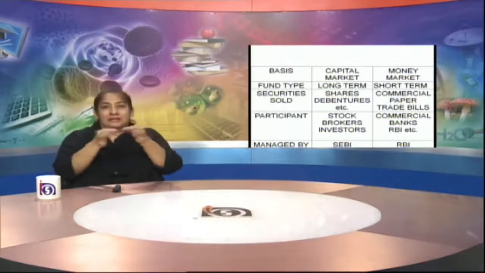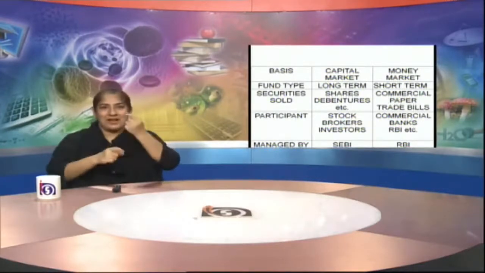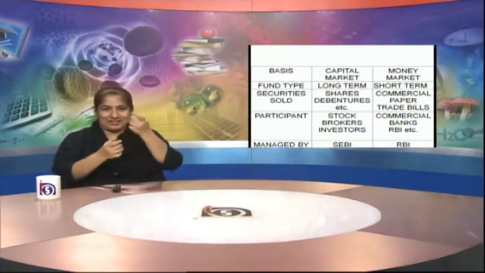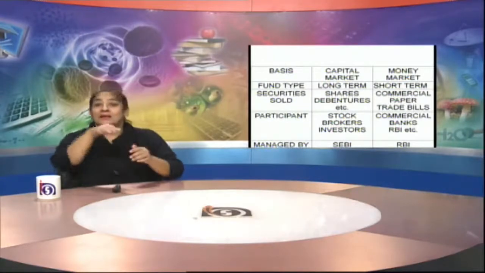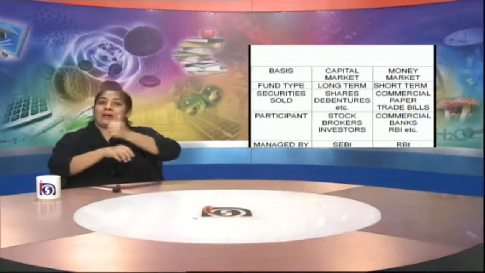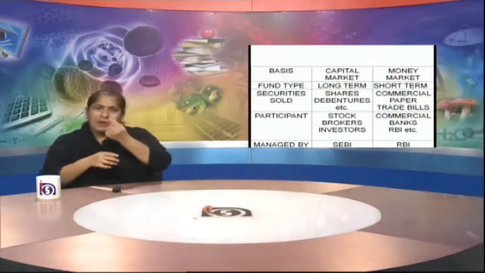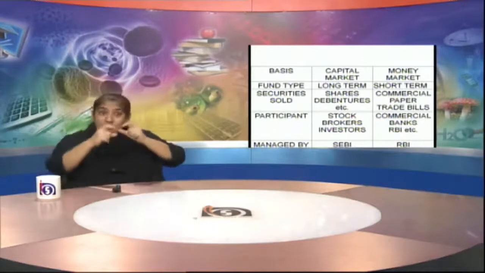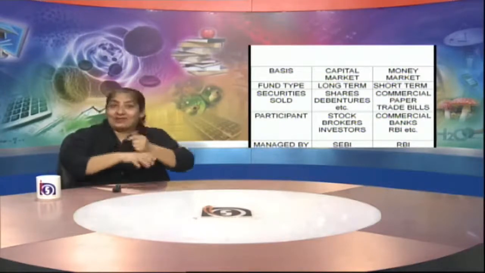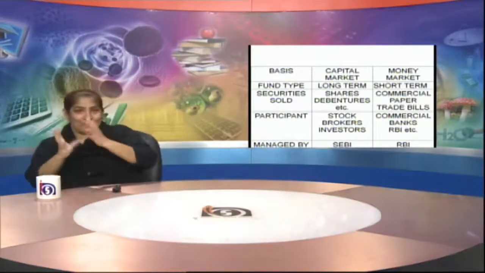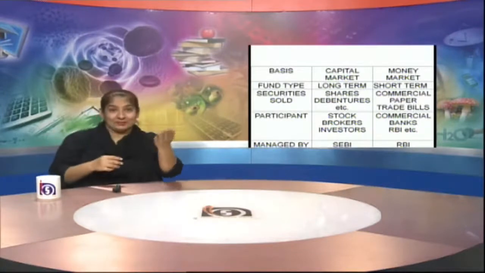Let's now understand the word basis, which you can see on the screen. Beside that, you can see the capital market column, and adjacent to that, there is a column where money market is written. So, 3 columns you can see on the screen.